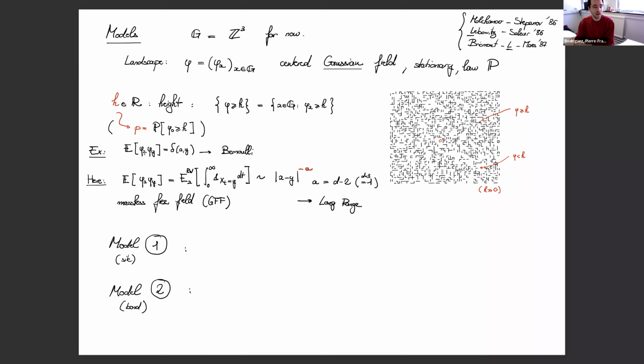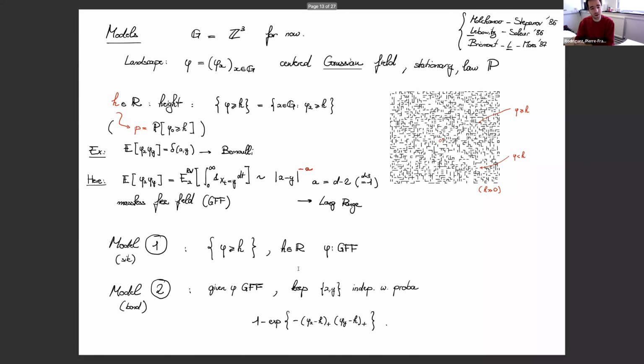All right. So this is the field, and now the model comes in 2 versions. The first one is the one I already defined. You just look at the excursion sets of this Gaussian free field, and the second model is a refined version which has greater integrability properties, but it's not clear yet whether it is in the same universality class. And it goes as follows.